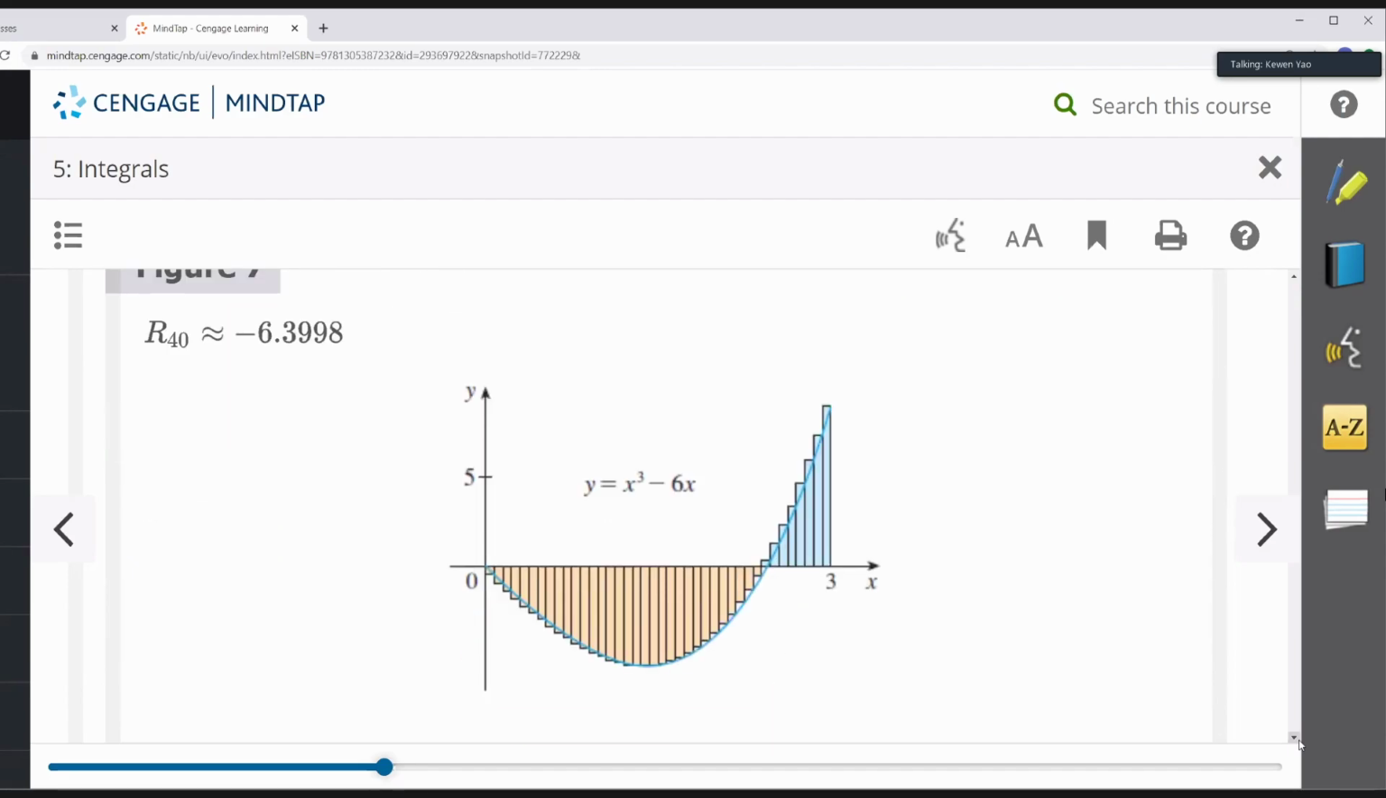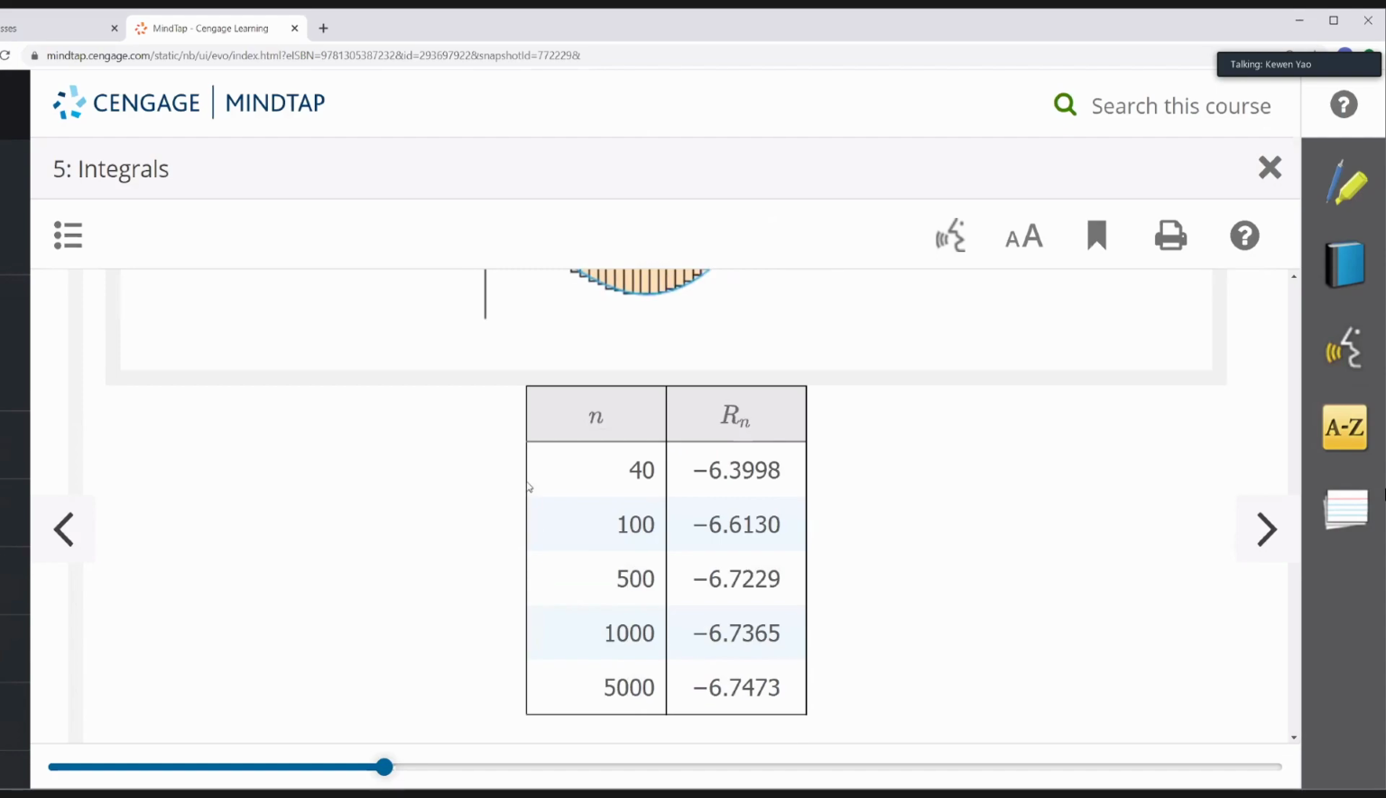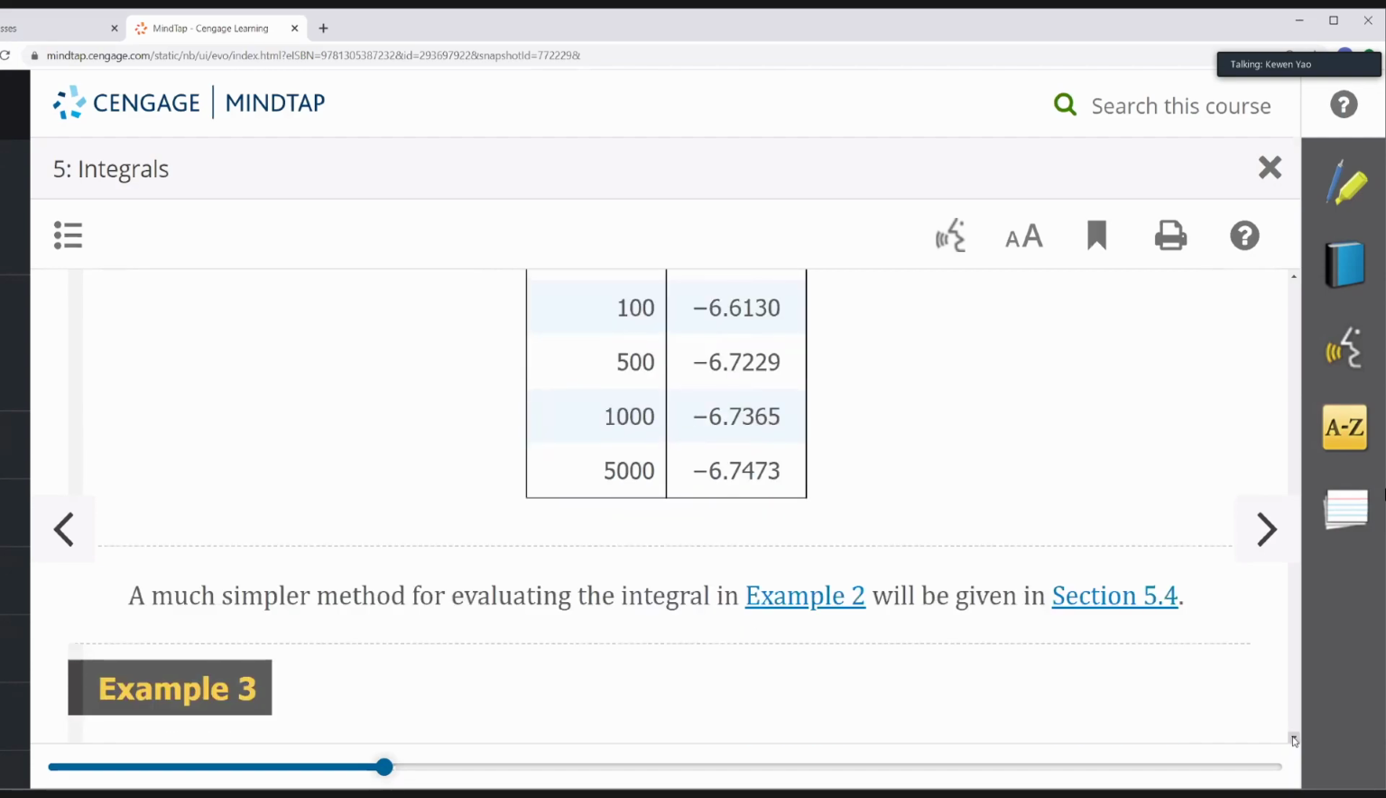So this is using R40 to approximate. You will get about this. So this is an approximation. When n equals 40, you get this number, R40. And n equals 5,000, you get R5,000. So the answer gets closer and closer. Remember, the exact answer is negative 6.75. If n equals 5,000, you will get R5,000 equal to negative 6.74. It's very close to negative 6.75. So if n is very large, you will get a nice approximation.